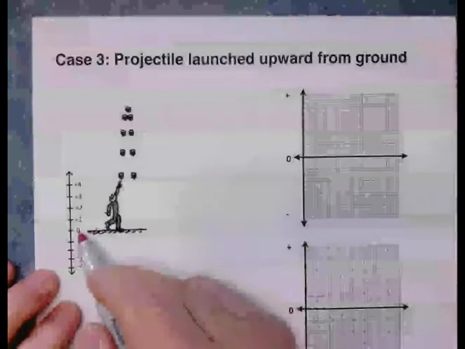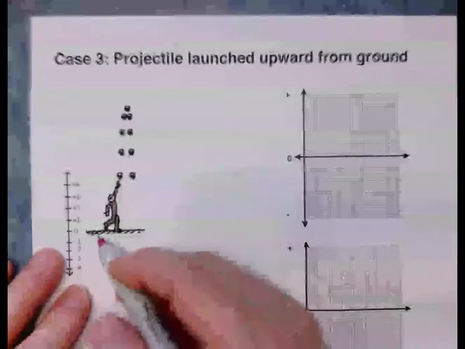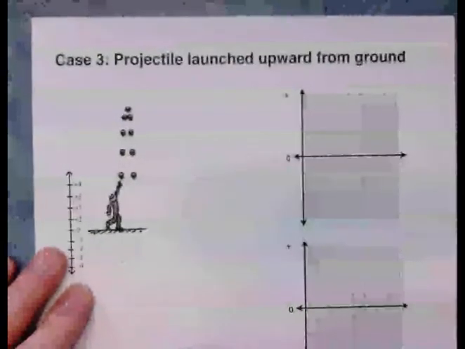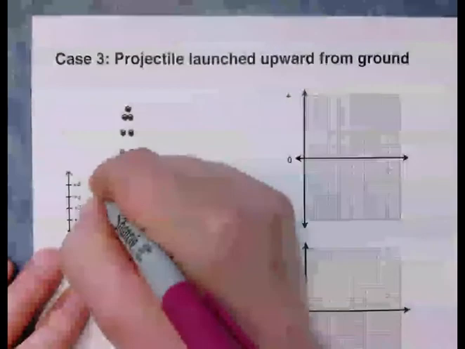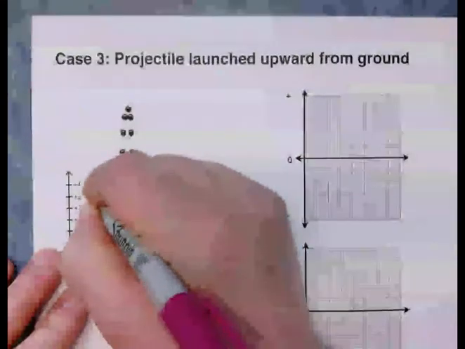Our final case is the case of a projectile launched upward from the ground. Now, we've already covered most of the main elements. Let's first examine the reference frame. We're now setting the ground equal to 0. We have an initial launch, and in this case, let's make it something interesting like, say, positive 40 meters per second, the initial velocity.